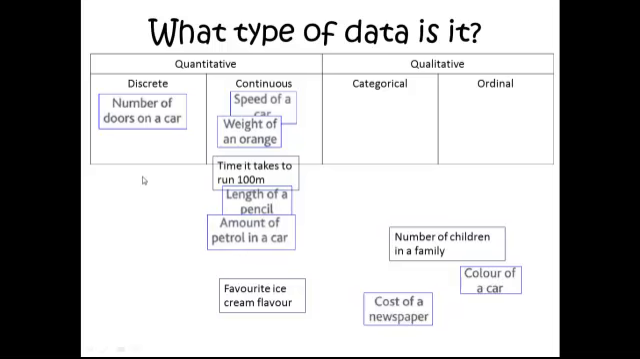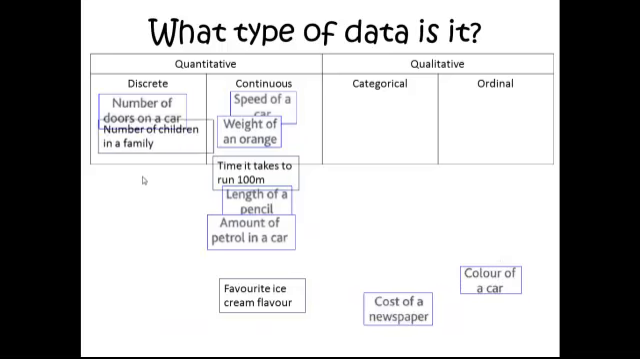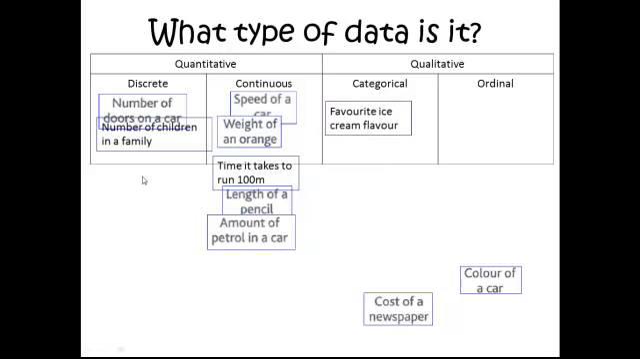The number of children in a family, this is something that is counted, so that would be discrete data. Favorite ice cream flavor, that's not numerical data, so that's going to be qualitative, and it's categorical data. The cost of a newspaper, so money is something that is counted, so money is discrete. And the color of a car is categorical data.